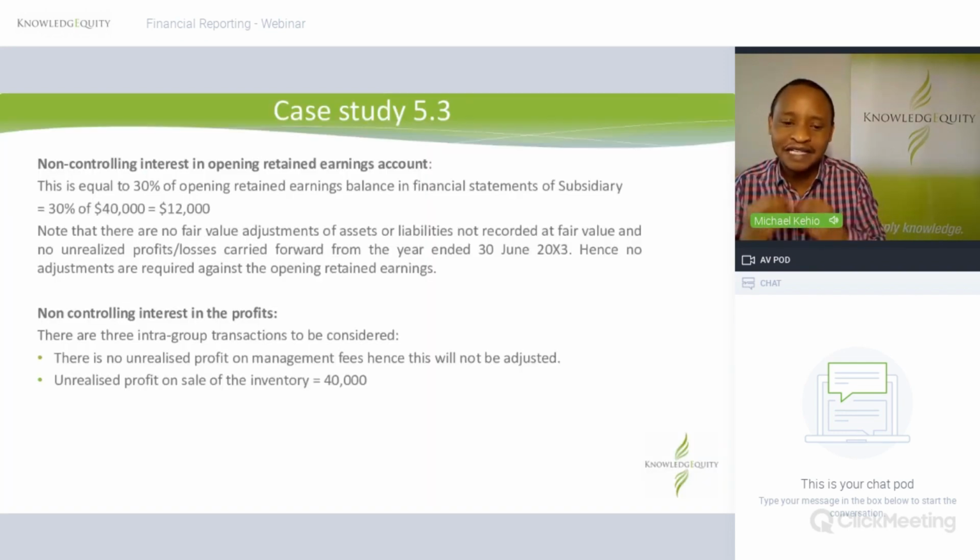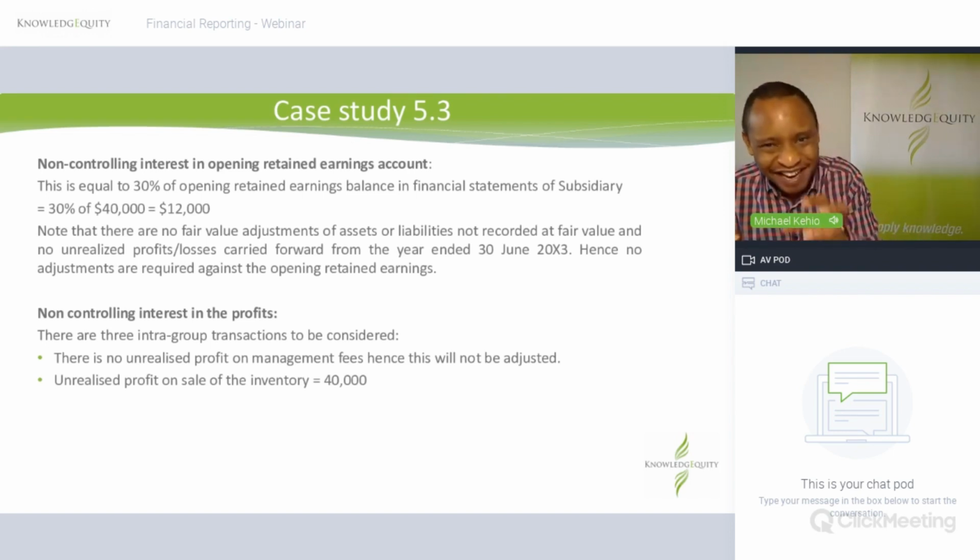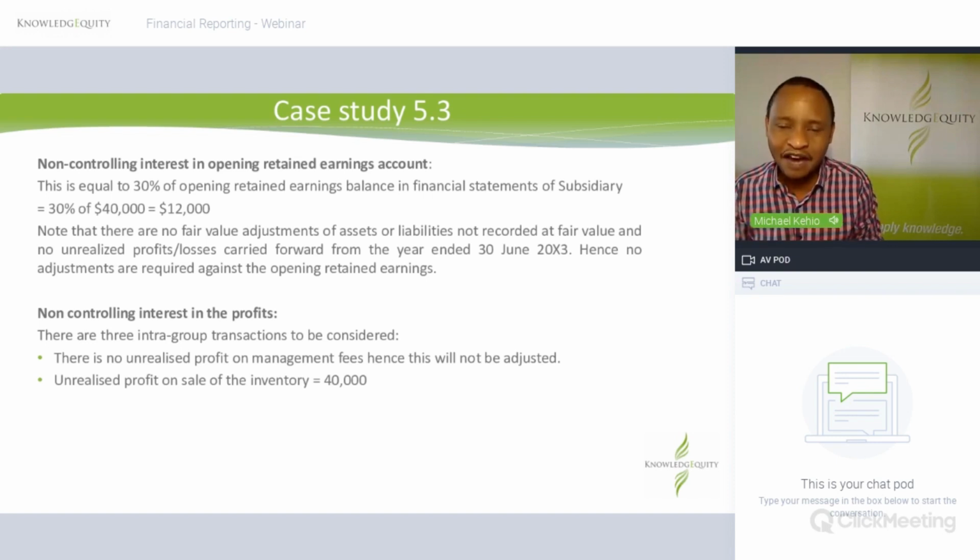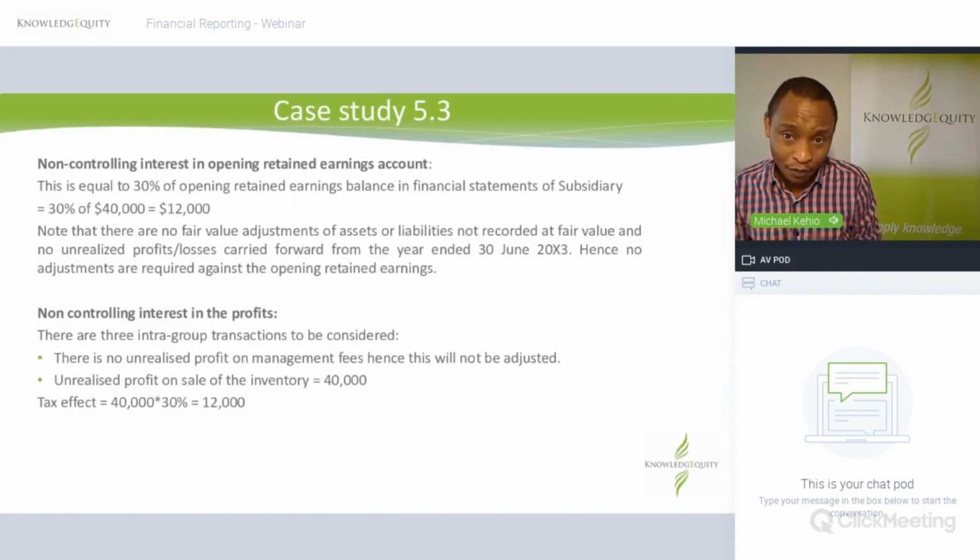However, when we look at the sale of inventory, the subsidiary sells the inventory to the parent company, but that parent company has not sold it to external parties. Therefore, that profit that the subsidiary made, from a group perspective, is not really a profit. It's what we refer to as an unrealized profit, and therefore that needs to be adjusted. What else do we see? So how do we calculate that unrealized profit? We know it's 40,000, but remember, we won't just reverse or eliminate the 40,000.